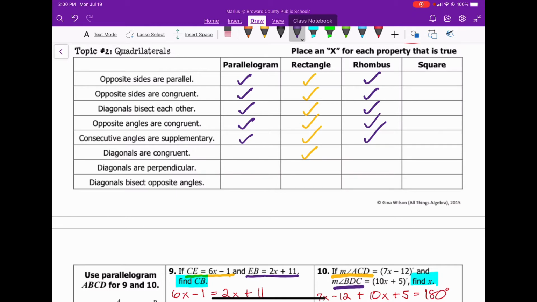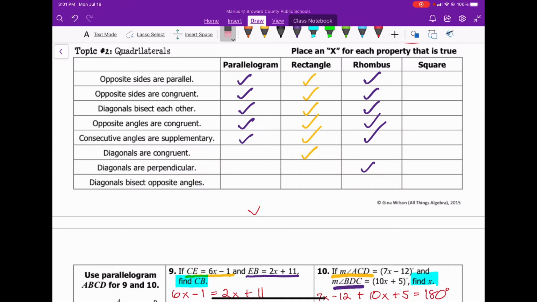Now, a rhombus, the diagonals are not congruent, okay, or not always congruent. However, the diagonals are perpendicular, and perpendicular means that the diagonals are going to intersect to create four right angles. So inside the diagram of a rhombus, the diagonals are going to intersect to create four right angles, okay? So that's what perpendicular means.